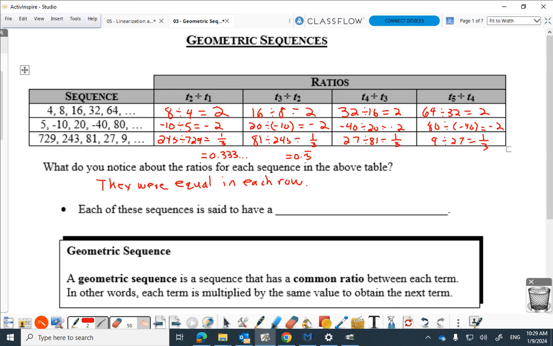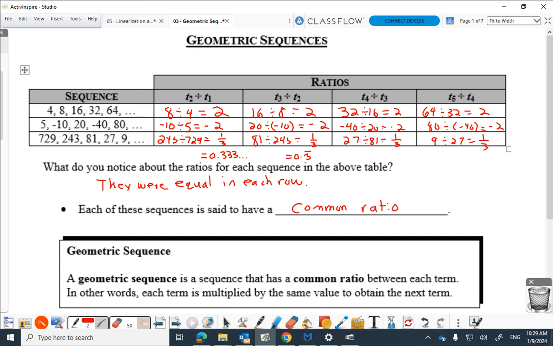Each of these sequences is said to have, what was it called yesterday? Common difference. This one's called a common ratio. Good. And instead of using a D, we'll use an R.